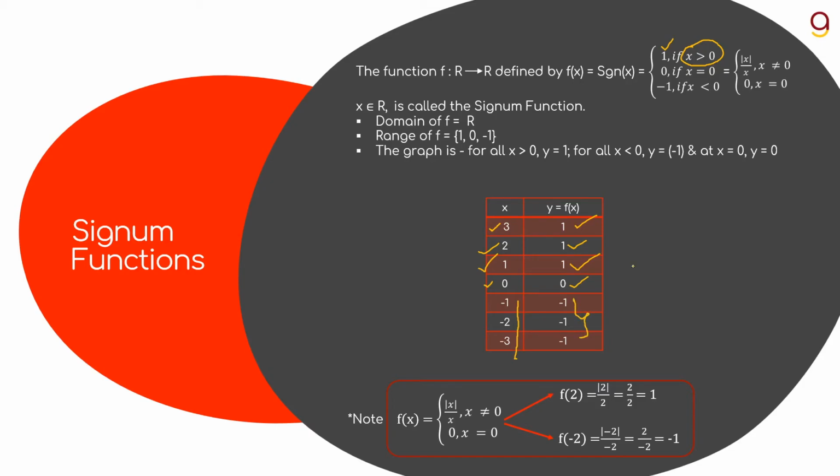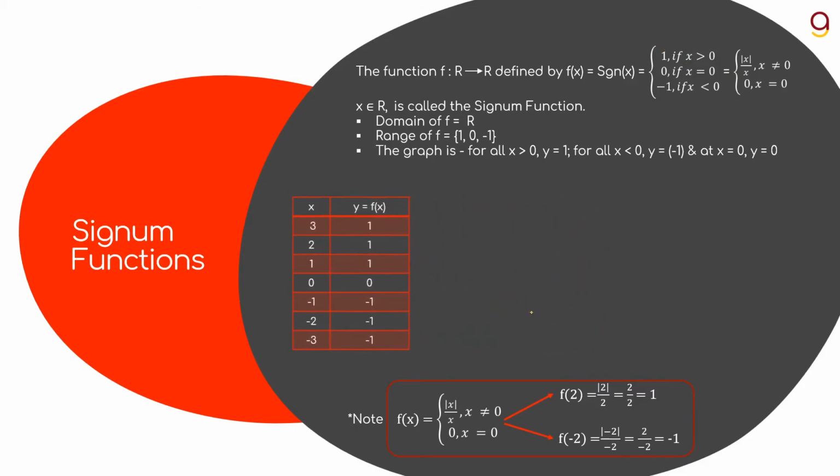Hence, in case of Signum function, if we have x to be a positive number, the output will be 1. If we take the input to be 0, the output will be 0. But if we take the input to be any negative number, the output will be minus 1. Hope you are clear with this.